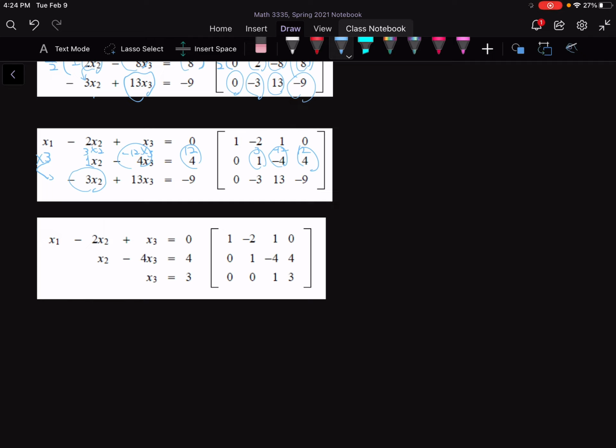As you can see, you cancel out 3x2 and negative 3x2, giving 0. Negative 12 plus 13, 1x3. 12 minus 9, you get 3. Similarly, it's a little bit easier just dealing with numbers. So 3 minus 3 gets 0. 12 minus 13, you get 1. And 12 plus negative 9, you get 3. Finally, you want to go back.